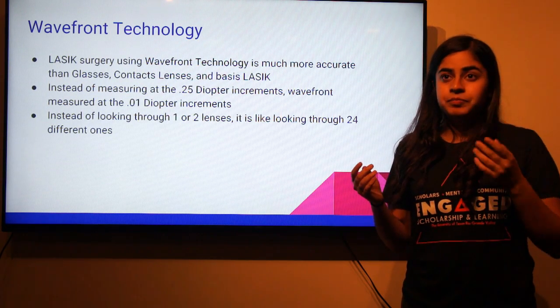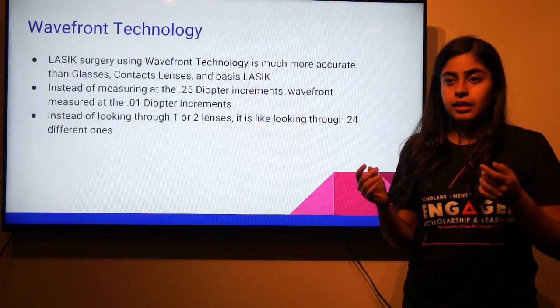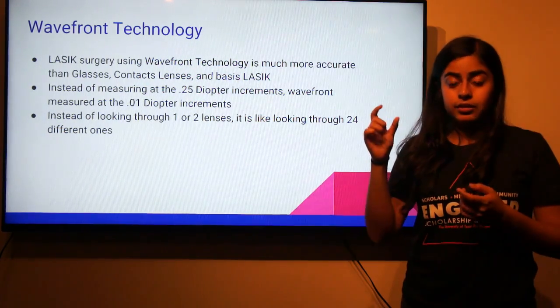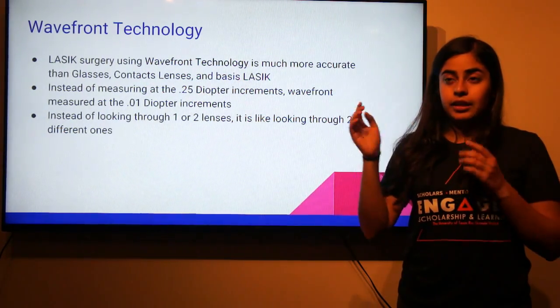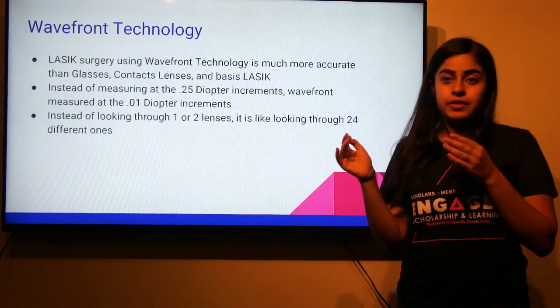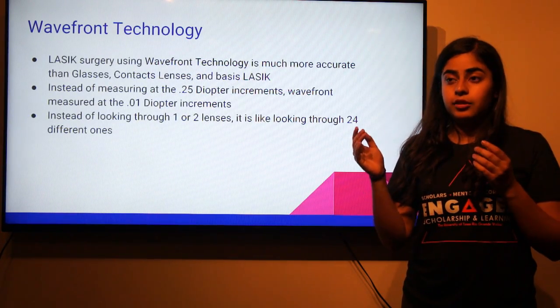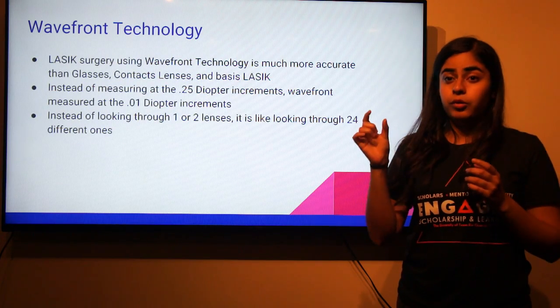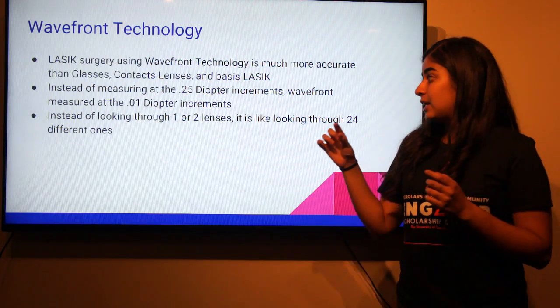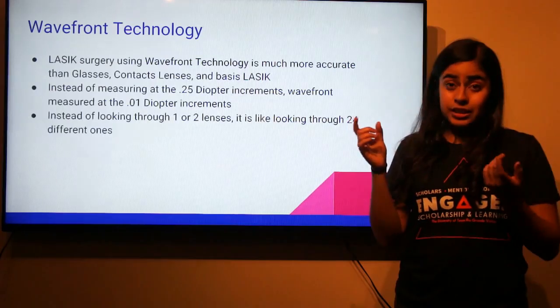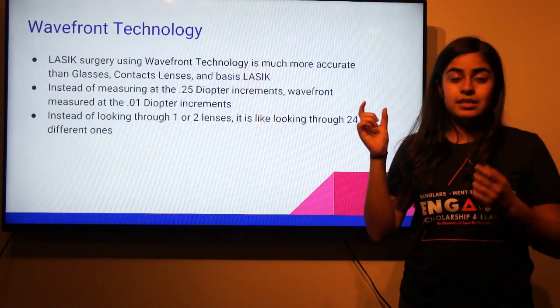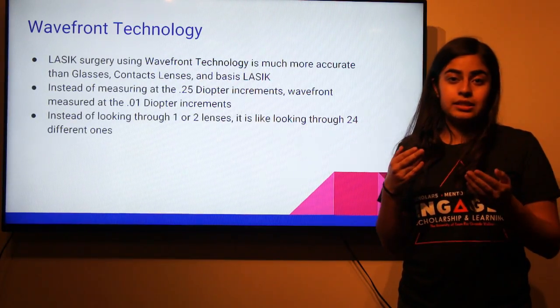So basically, when you go to the optometrist and they tell you to choose between lenses, the increments are at 0.25 diopters, whereas with wavefront technology, they can go down to 0.01 diopter increments. So instead of looking between two lenses, it's like looking between 24 lenses.